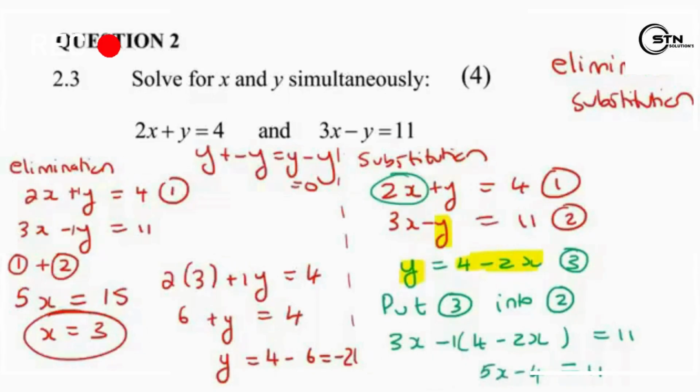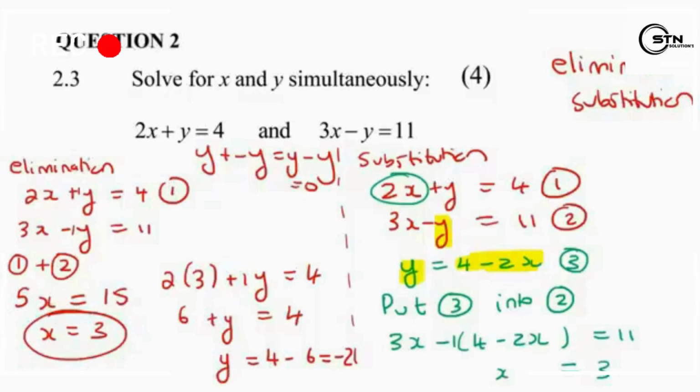Okay, I'm then going to take this minus 4 over to the other side. So it'll become a plus 4 over here. And then 11 plus 4 is 15. I'm then going to divide both sides by 5. And I'll end up with x is equal to 3, just like we got over there. We should get the same answers.